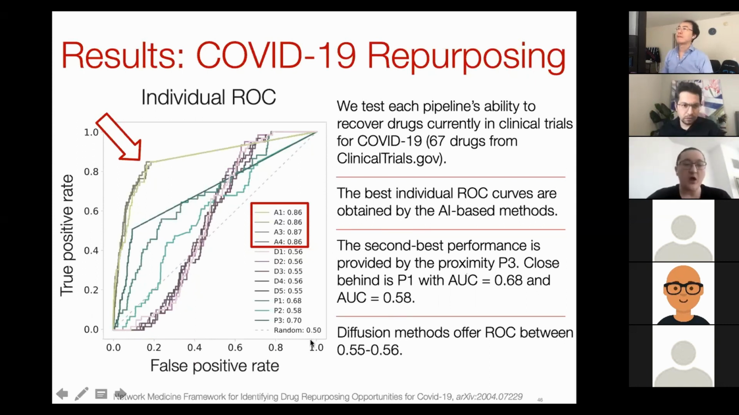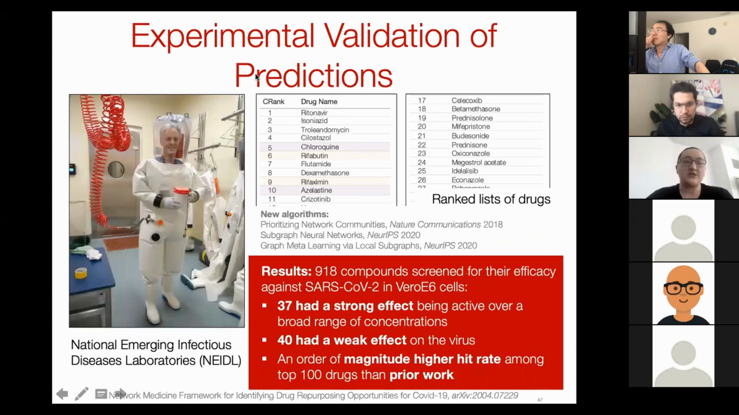This is the AUROC plot. It indicates true positive rate against false positive rate. The better performing model would be positioned closer to the top left corner. We can see that graph neural network models really performed very well, which was encouraging for us. And so that encouraged us to share those priority ranked lists of drugs with the scientists at National Emerging Infectious Disease Laboratories, NEIDL, which is a level 4 laboratory that can work with live virus.